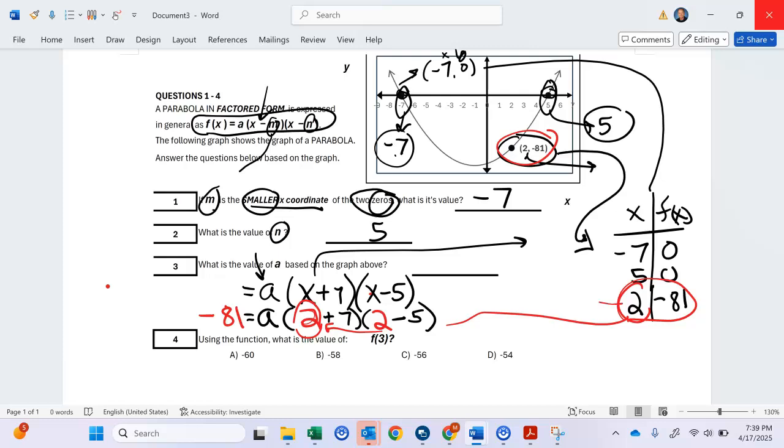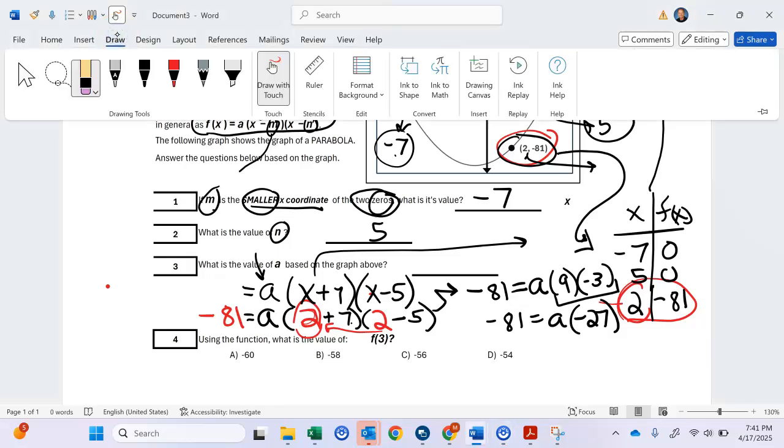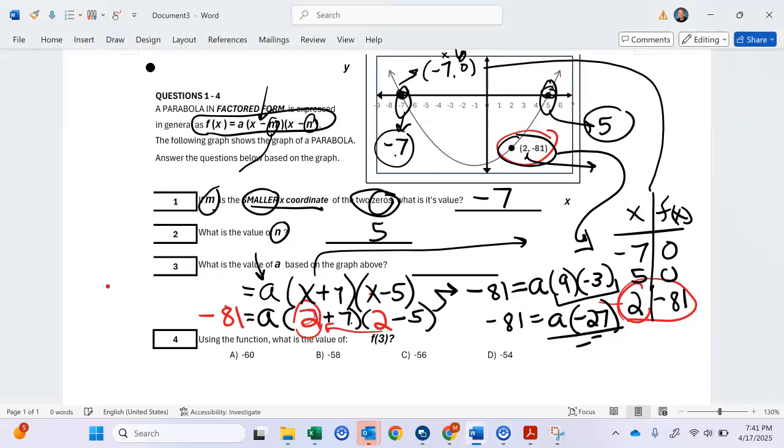Now next, on the calculator, we're going to calculate this. So we take this equation and we simplify. This is going to be negative 81 equals a, and then 2 plus 7 is 9, so times 9. 2 minus 5 is negative 3, right? And then we multiply these together and we get negative 81 equals a times negative 27, correct? Okay, then we want to solve for a, so we have to divide both sides by negative 27.